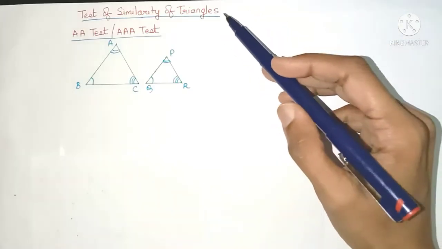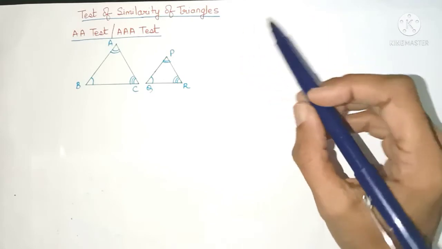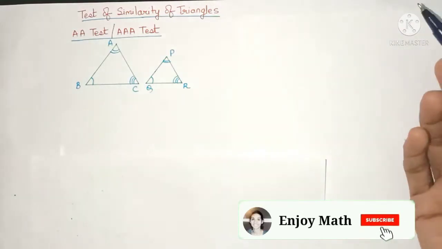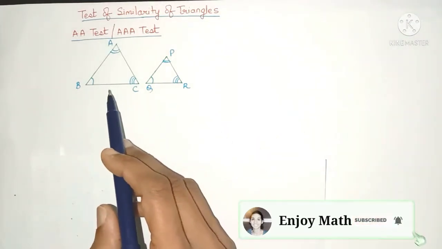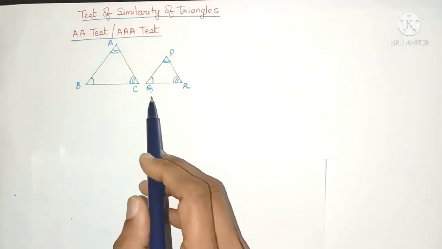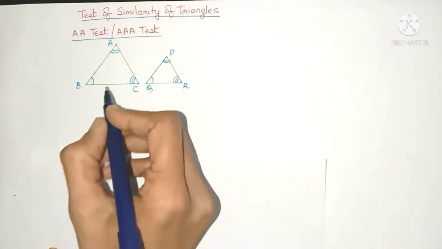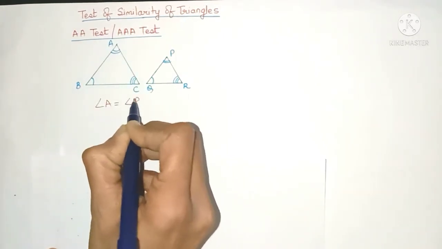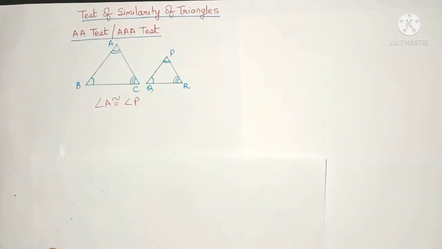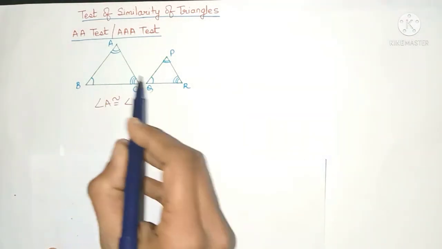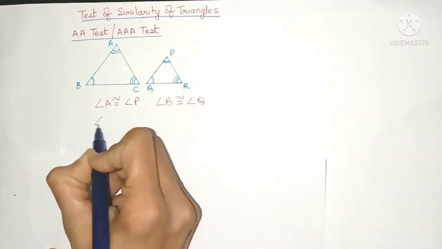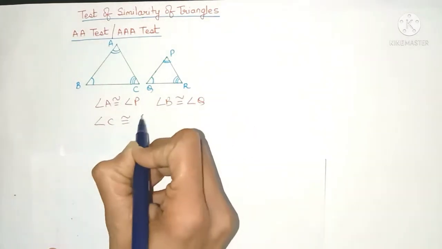Friends, now we come to the tests of similarity of triangles. There are three tests here. The first one is the AA or the AAA test. Suppose you have two triangles ABC and PQR such that angle A is equal to angle P, or you can even say angle A is congruent to angle P. Angle B is congruent to angle Q, and angle C is congruent to angle R.